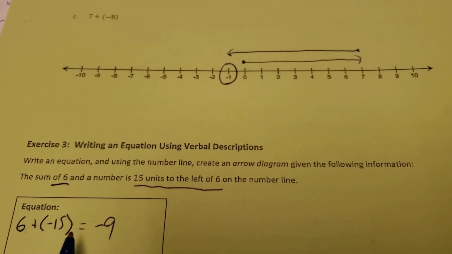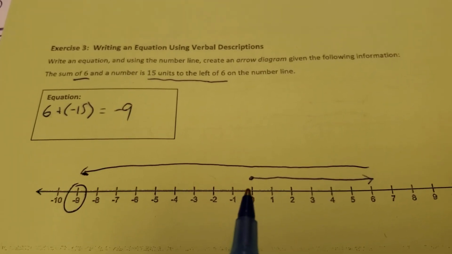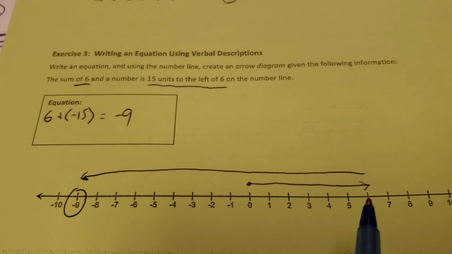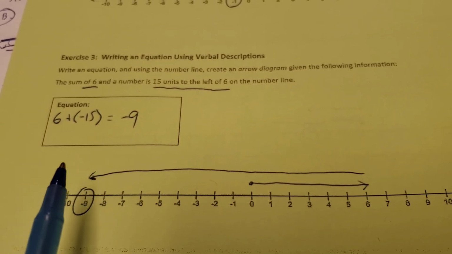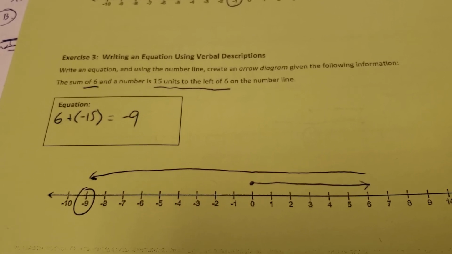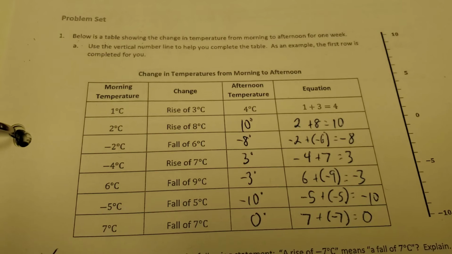If I do add those together, it should give me a negative 9, which you'll see in our number line diagram here. So I move right 6, then I start another arrow above there, move left 15, which takes me to a negative 9. All right, here's some problems to take another look at.